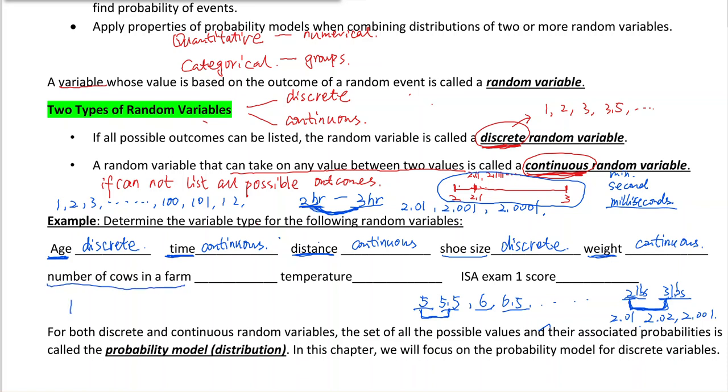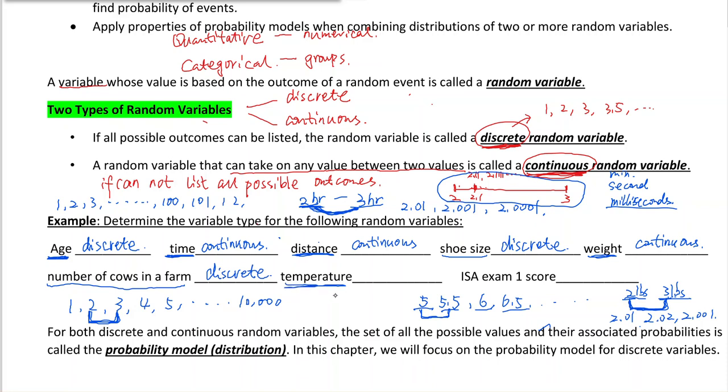Next one, the number of cows in a farm. You may have 1 cow, 2 cows, 3 cows, but between 2 and 3 you don't have any other possible outcomes, so you can always list them out. Even if you have 10,000 cows, you can always list them out, because there are no unlimited decimals between 2 and 3 or 3 and 4. Then it is a discrete variable.